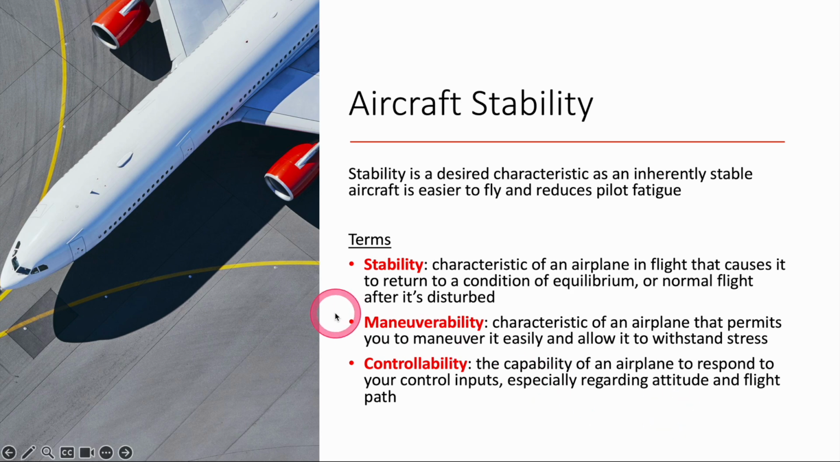Just because it's maneuverable doesn't necessarily mean it's controllable. Oftentimes advanced planes like that need some sort of assistance, otherwise it's not very controllable. Something like a Cessna isn't necessarily the most maneuverable, but it is very controllable. It's very stable.